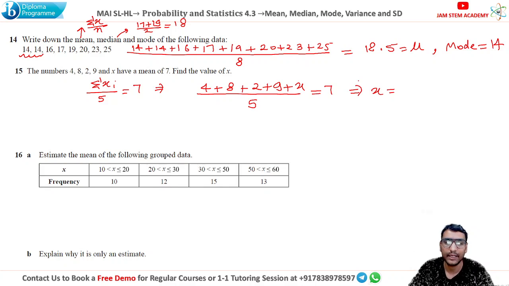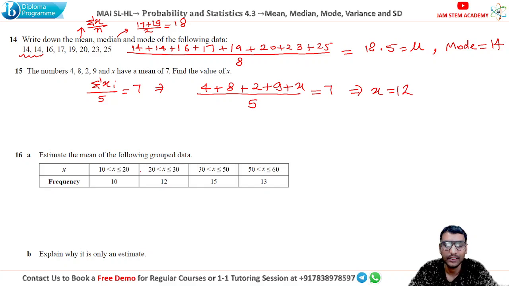Okay, so in this case when you simplify it, it gives me 35 minus these values: 4 minus 8 minus 2 minus 9. Let me solve this one. So 35 minus 4 minus 8 minus 2 minus 9 gives 12, which is the value of x. Okay, next one.